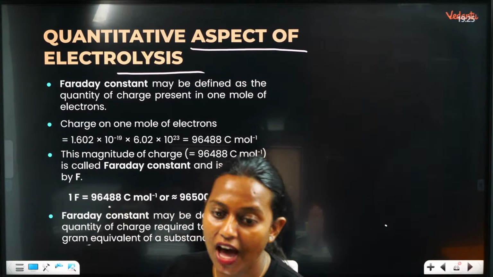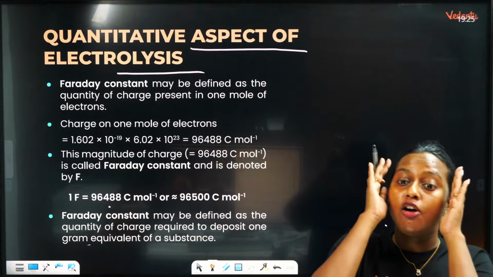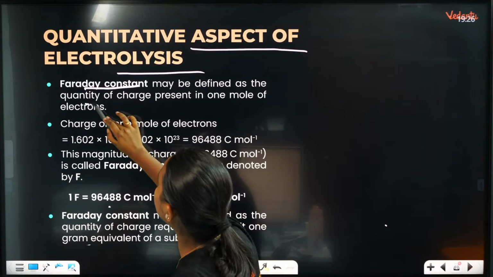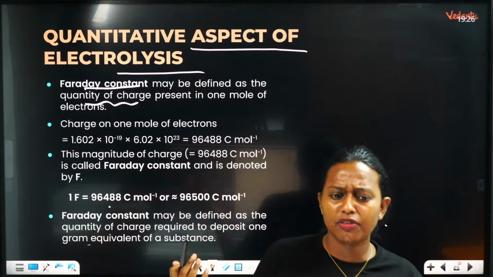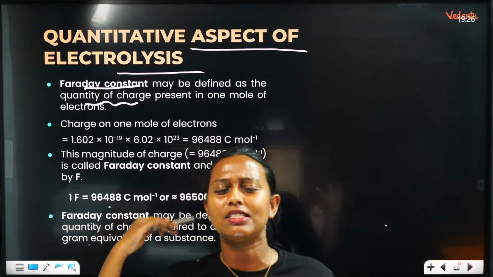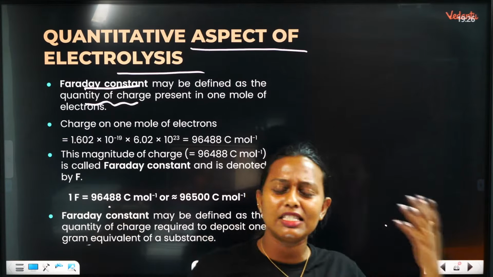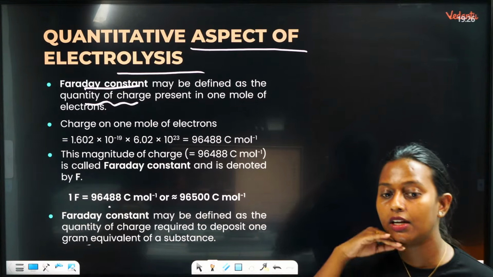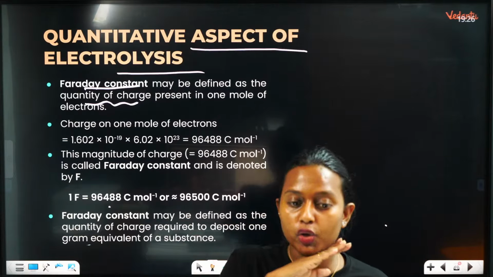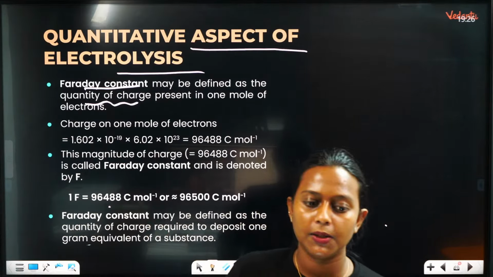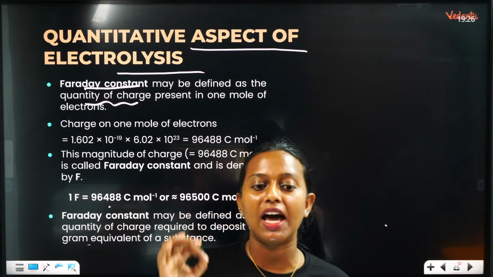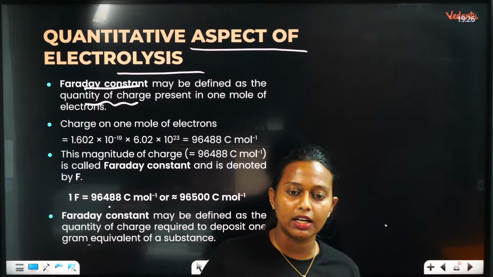Normally here Faraday's law comes. Look properly at Faraday. Faraday's constant may be defined as the quantity of charge. We know that normally we use Faraday's constant as 96488. So what is Faraday's constant actually? Do you know what Faraday's constant is? Tell me quickly.